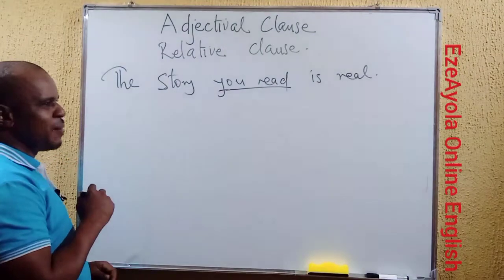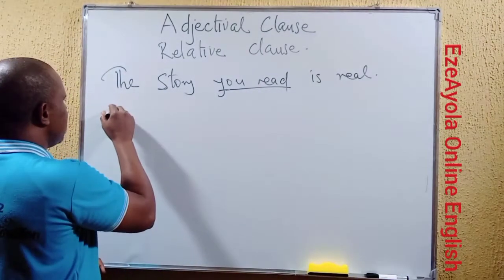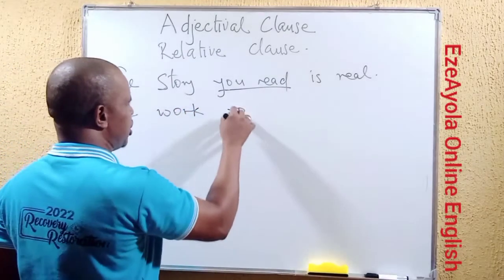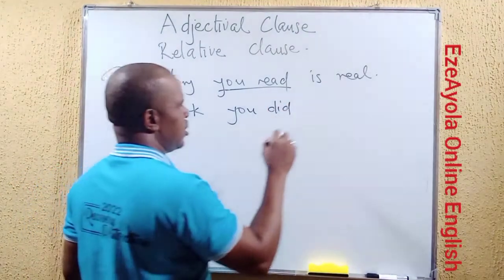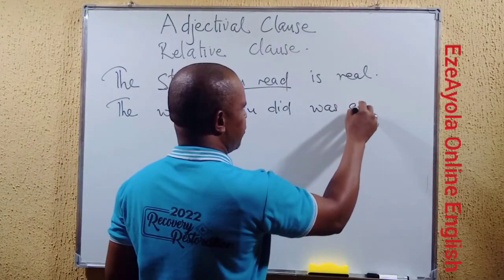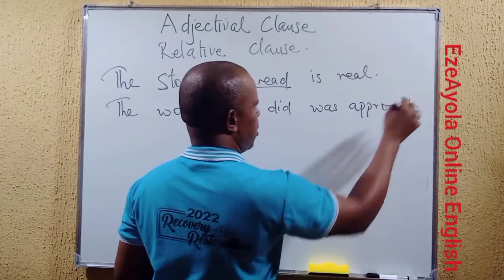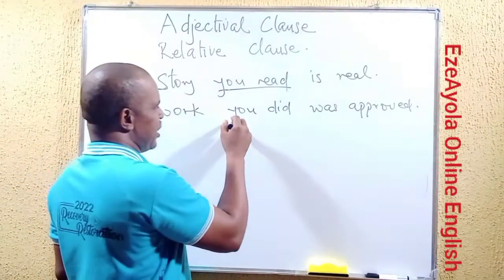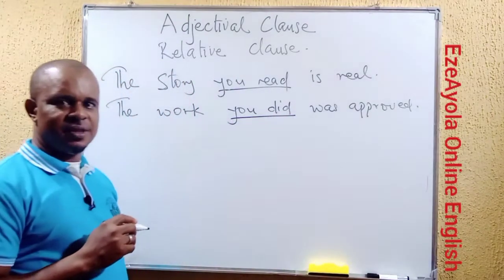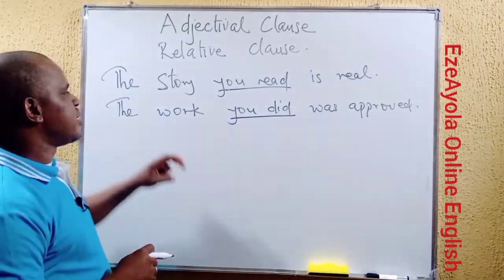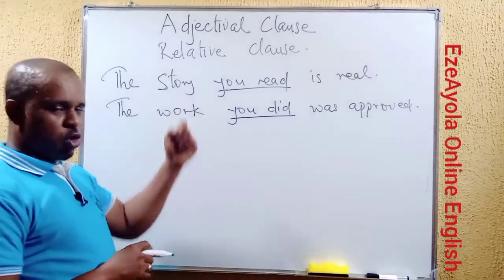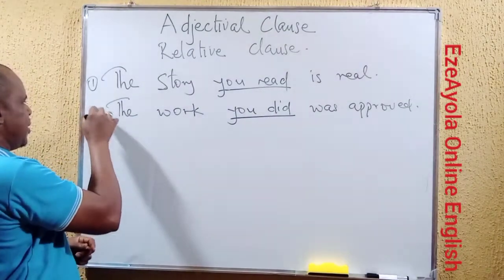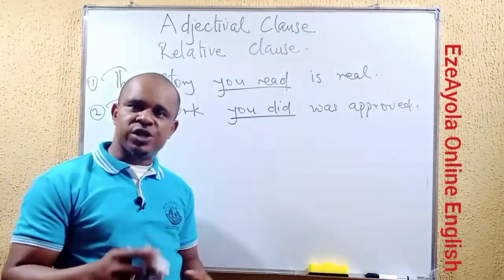Let us look at another example. The work you did was approved. Now look at this again. The work you did was approved. I have underlined you did as part of the expression. All right, look at the first one. The story you read is real. Number two, the work you did was approved.